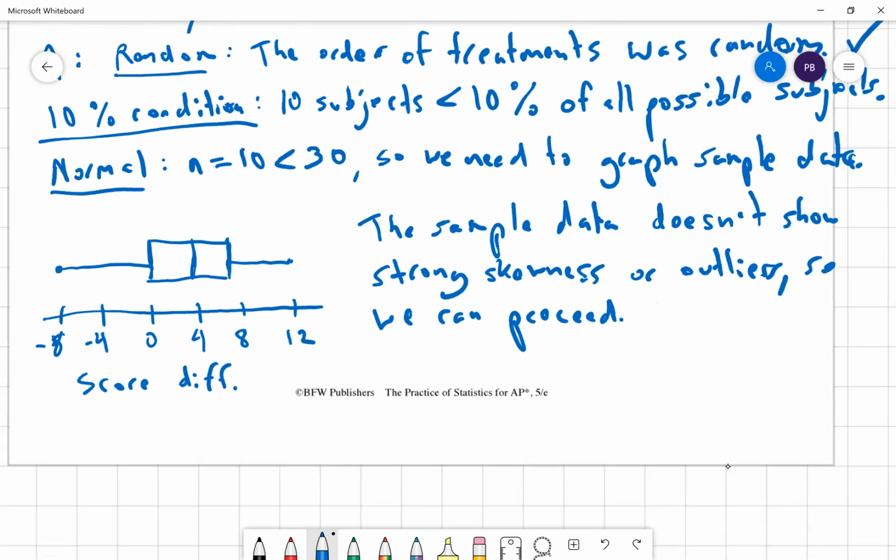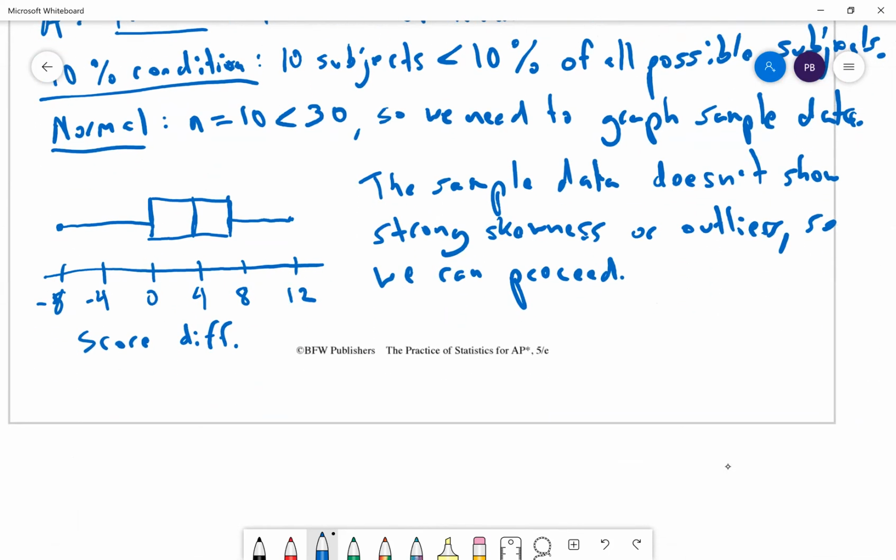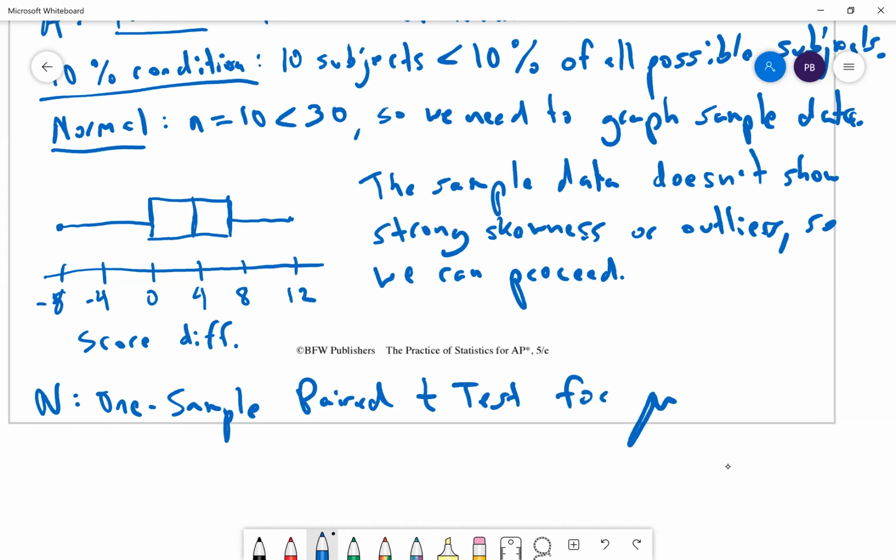So let's go ahead and move on to n. N is where we name the test. This is a one sample paired t-test for the mean difference, which we defined above as mu sub d.